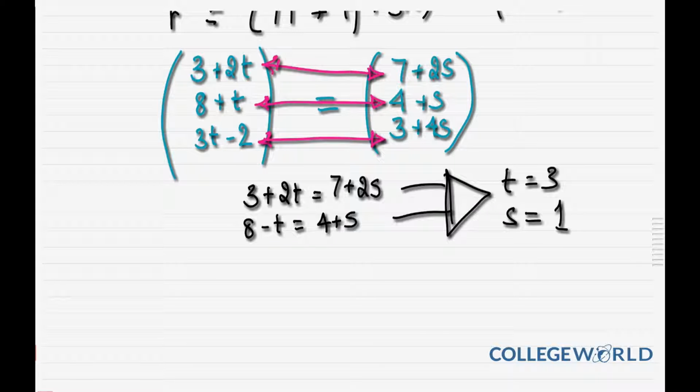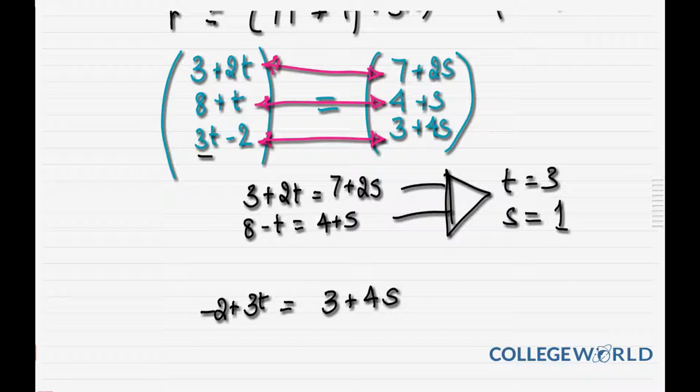In other words, you're going to say that minus 2 plus 3t, which is your last component here, has to equal 3 plus 4s. When you solve for the first two, you're going to get t and s. You're going to replace them here, and you need to show that they're actually true. Let me just solve it out.